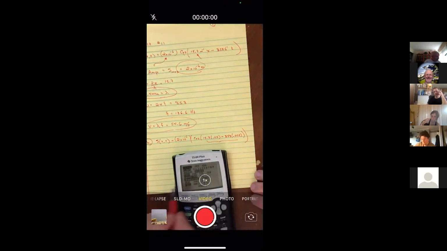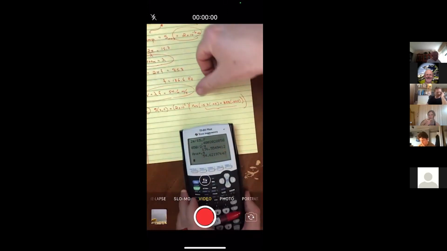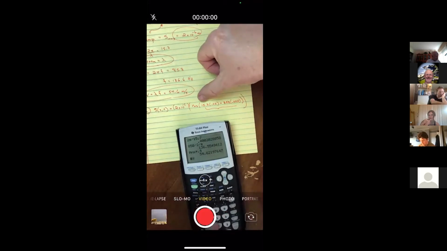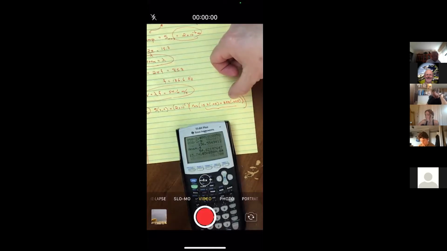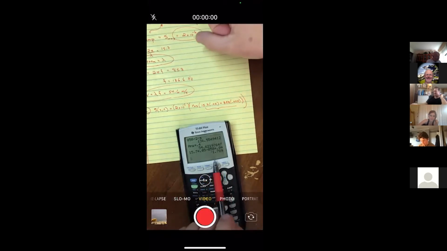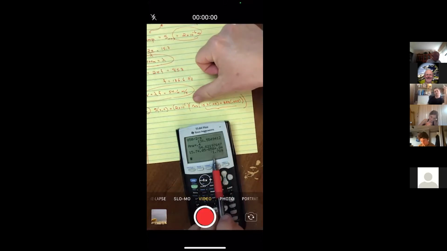So I'm going to check the mode of my calculator. Yeah, I'm in degrees here. So let me change it to radians. And let me just take then the 15.7 and multiply it by the 0.05. Subtract off the 858 times 0.003. And it looks like I have a negative 1.789 for the argument of the cosine function.